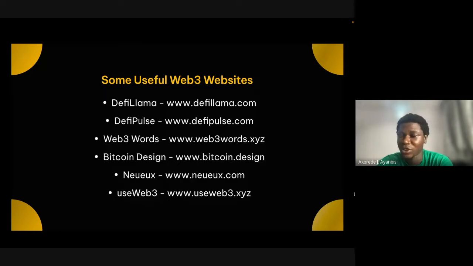So what I would advise you, as a product designer that is already experienced designing Web2 products, is to just start using Web3 products. Bring yourself in as a user. Start with creating a crypto wallet. Start by exploring other protocols, because that's how you can use the product better.